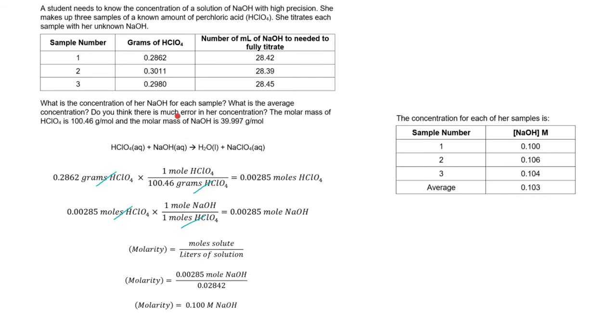Now let's think about the error in her concentration. Are her concentrations fairly close together? Yes, they are actually very close together. Look, it's only in the 3rd decimal place that we have any variability. I think this student can be fairly confident that her average concentration is accurate.